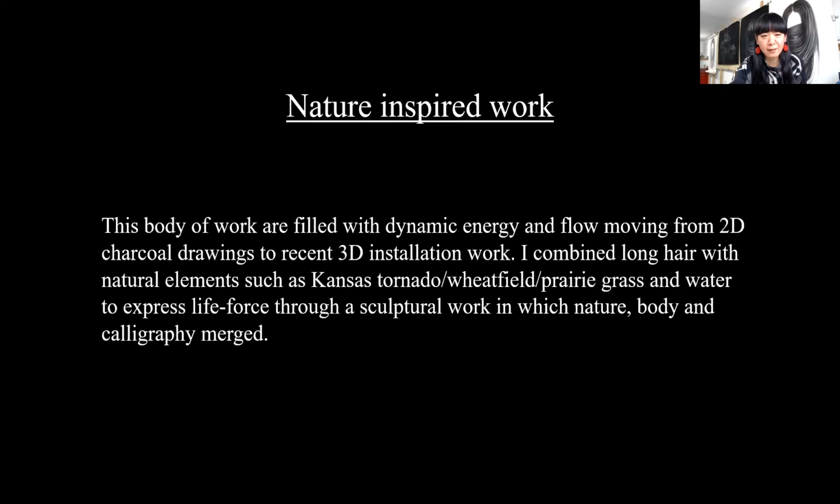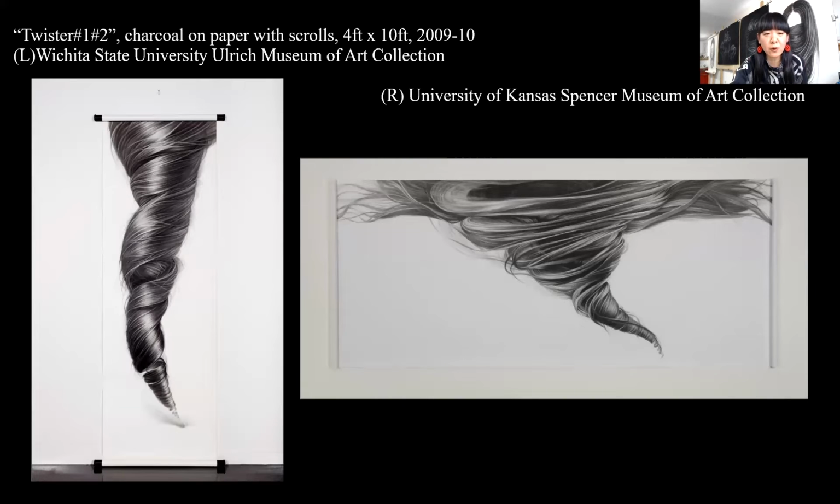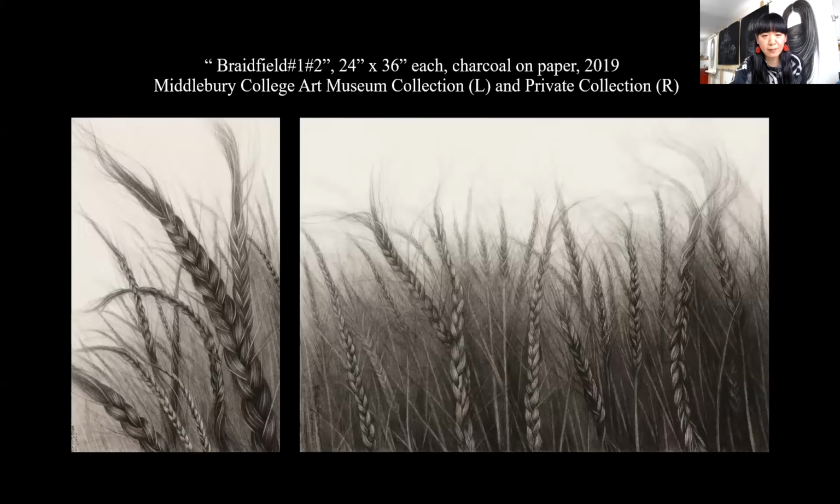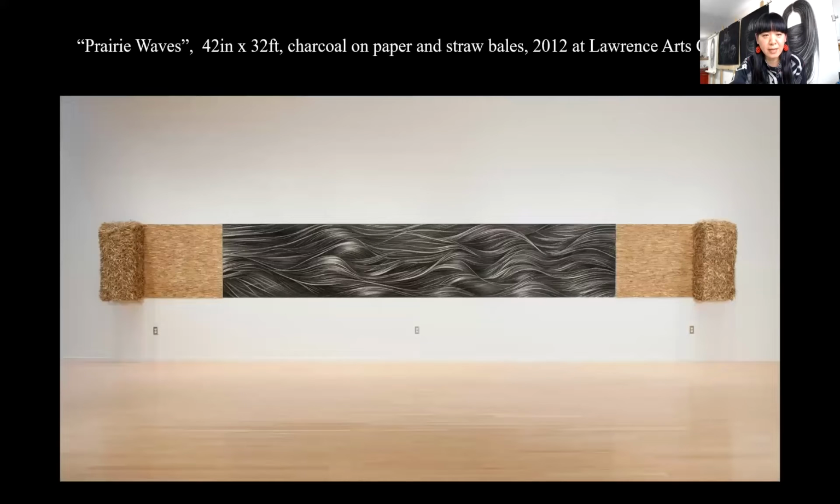Nature-inspired work. After I finished graduate school at UC Davis and moved to Lawrence, Kansas, I was very fascinated by the beauty of the iconic tornado. So I combined my identity of long hair with Kansas's beautiful landscape. This wheat field becomes a bread field. Also mixed medium of charcoal drawing and hay bales to give a little bit of a rural feel to it. The hay bale also functions as a Chinese scroll, and the horizontal composition really shows the openness and flatness of the Kansas prairie.